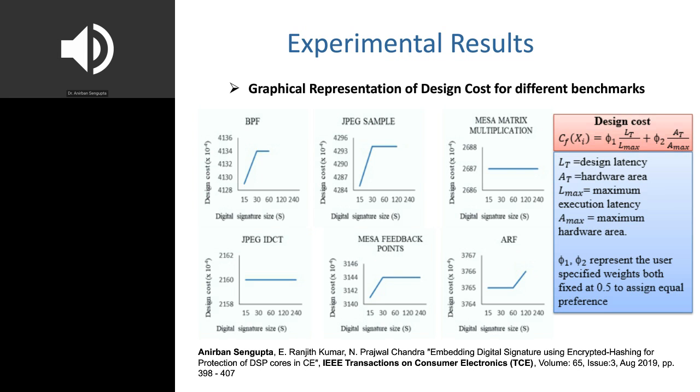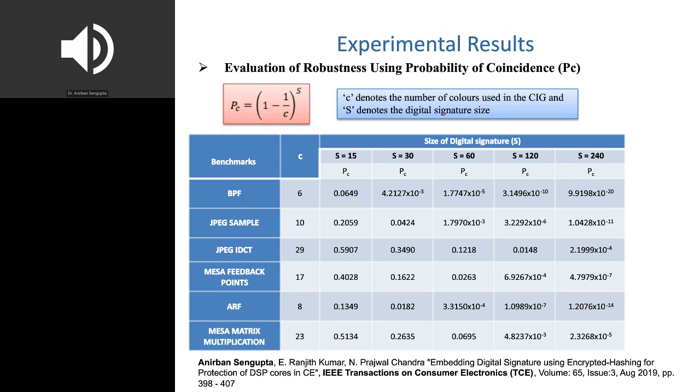So, some data of the experimental results. For example, the design cost function that we have is a normalized function of the latency and chip area. By having this normalized function, we can get a design cost for the following DSP benchmarks, where with the increase in the digital signature size, beyond a certain point, the cost doesn't increase at all. It remains quite constant, except for ARF, where it suddenly jumps from 60 to 120. In terms of the probability of coincidence, as the digital signature size increases, the probability of coincidence decreases, which indicates that the robustness of the algorithm is very strong, and the probability of arriving at this secure solution by default is very low.